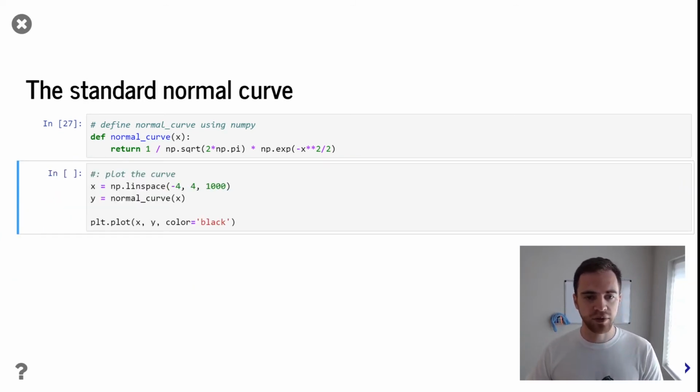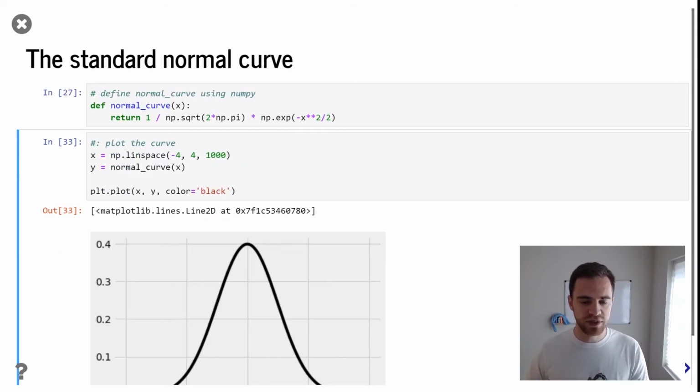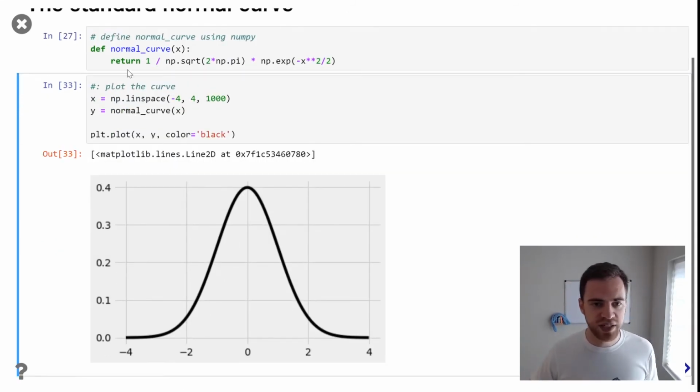So let's plot that curve. I'm just using some NumPy functions that we haven't really talked about. This just generates a bunch of numbers. Between minus 4 and 4, it generates 1,000 numbers equally spaced. Then this function evaluates all of those input x's, so I get an array of output y's, and then I'll plot it. We haven't talked about these functions, but if you're curious, you can look them up. This is from matplotlib, plot.plot. And we see here's the normal curve.